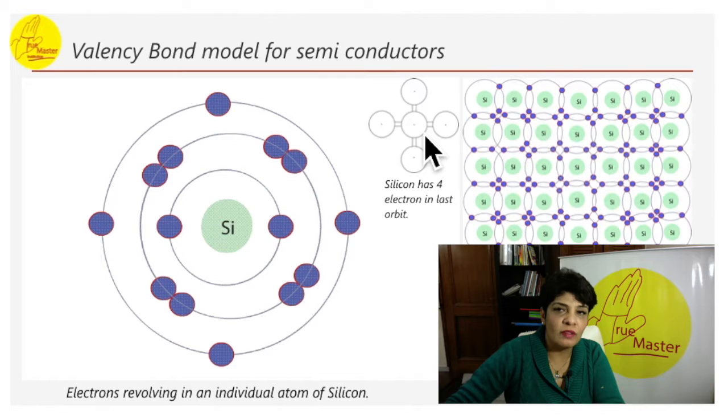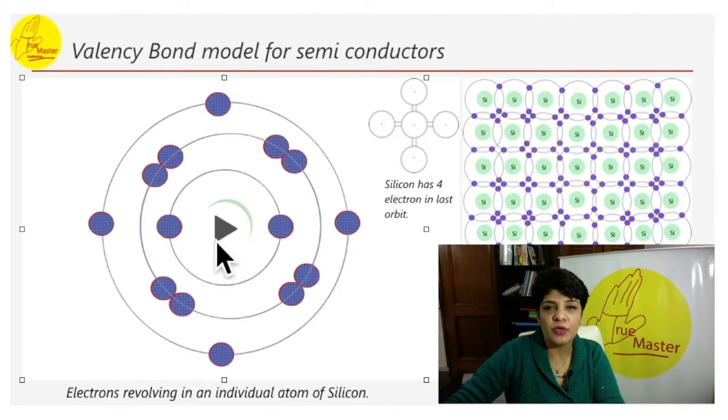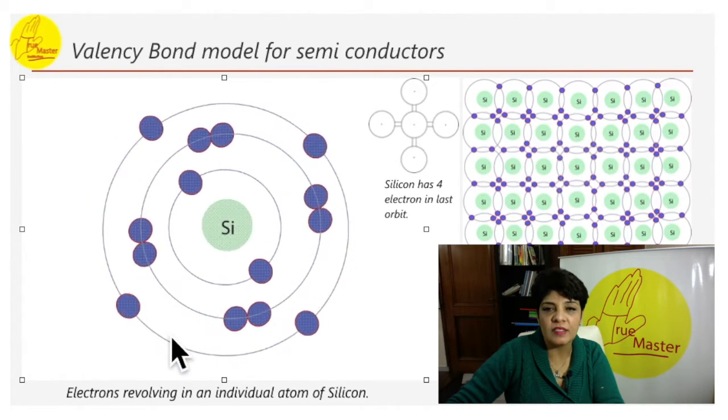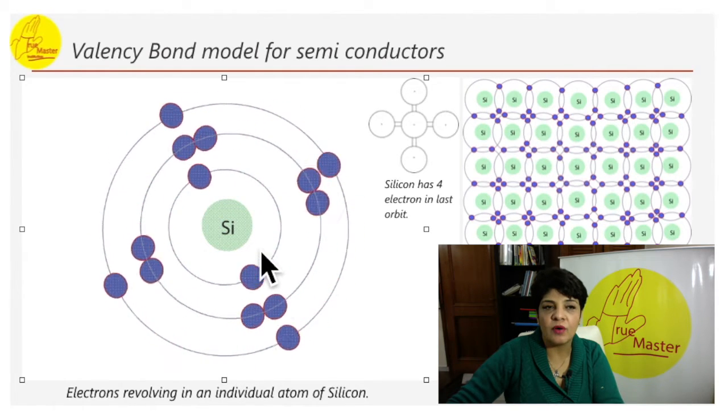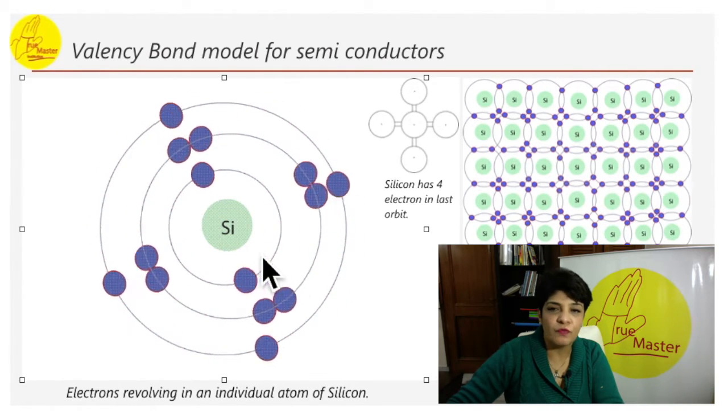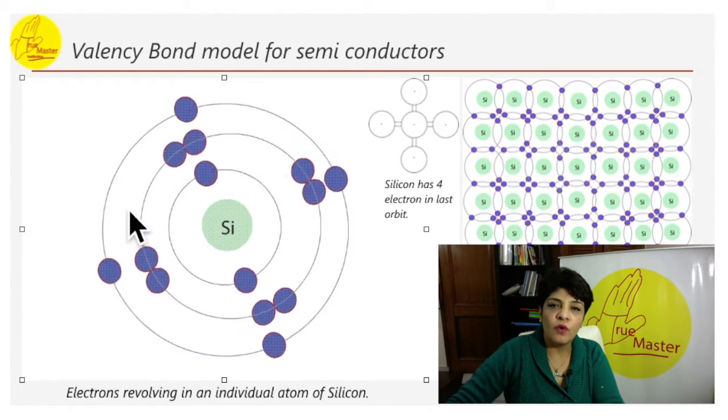The outermost shell of the silicon is being shown here, with 1, 2, 3, 4 electrons around it. Let me play this animation, which shows how the electrons are moving around the silicon. This is one silicon atom, and these are the electrons moving around it. The outermost shell has 4 electrons.